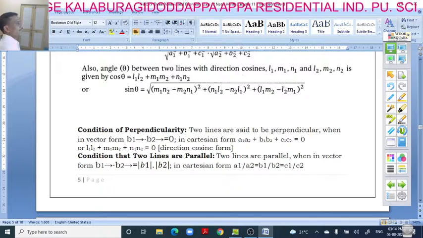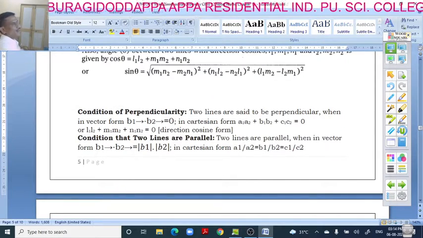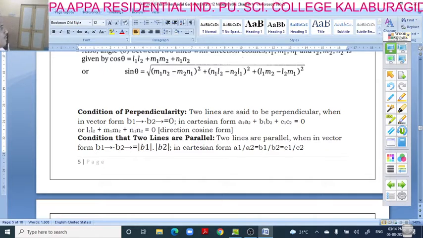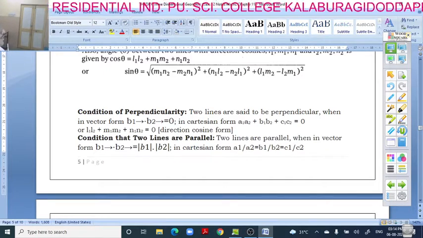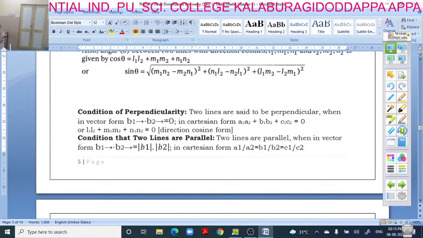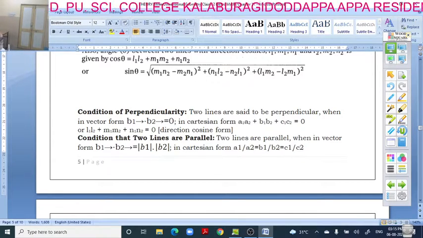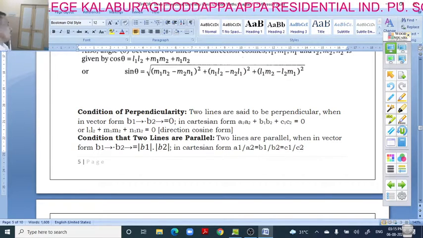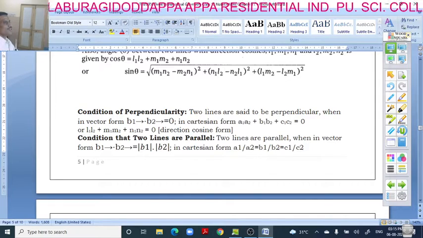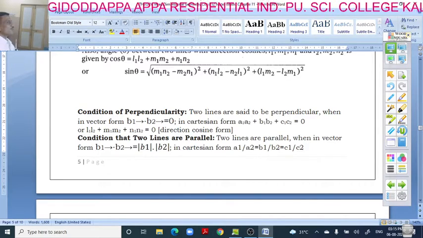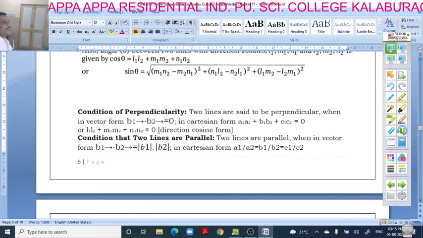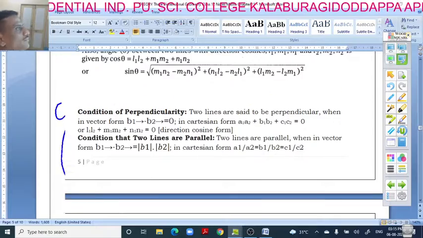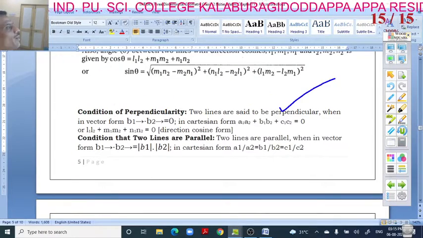In three-dimensional geometry, two lines are said to be perpendicular in the vector form if vector b1 dot vector b2 is equal to 0. In Cartesian form, a1 a2 plus b1 b2 plus c1 c2 is equal to 0, or l1 l2 plus m1 m2 plus n1 n2 is equal to 0 in the direction cosine form. This is the condition. Keep it in your mind. This is for perpendicular.